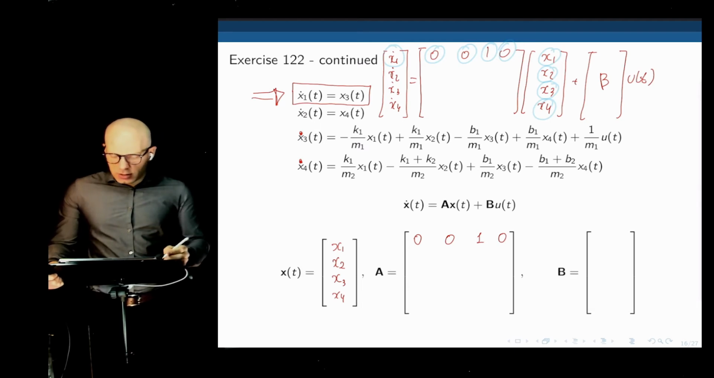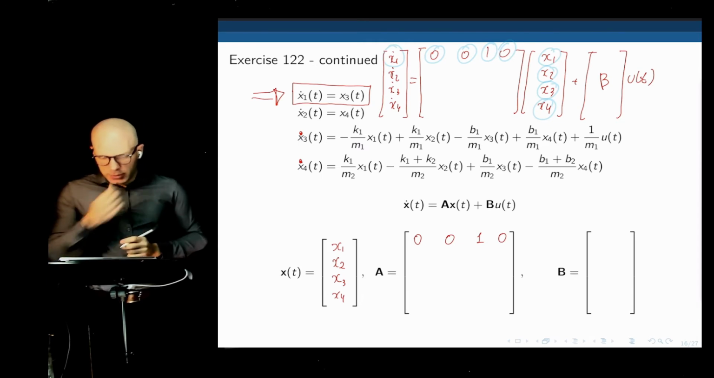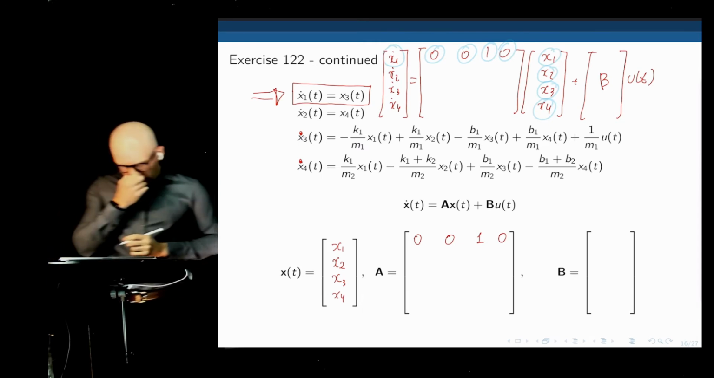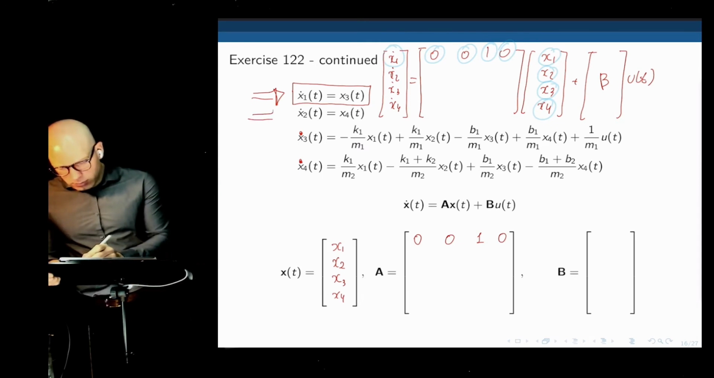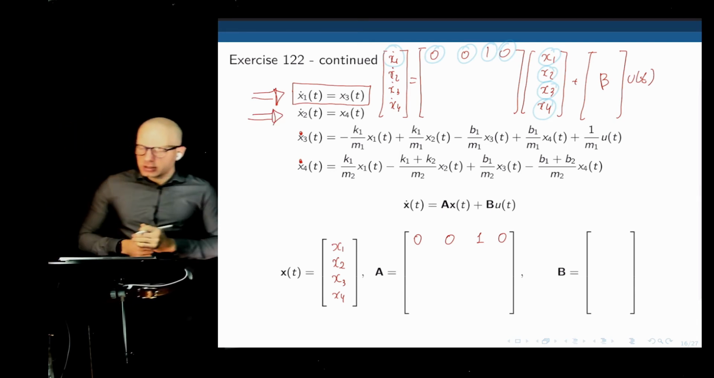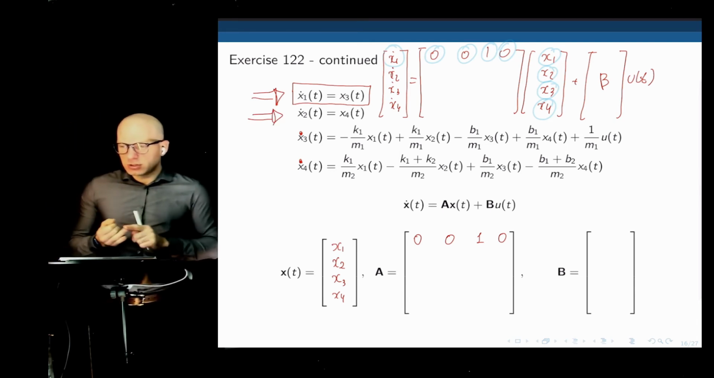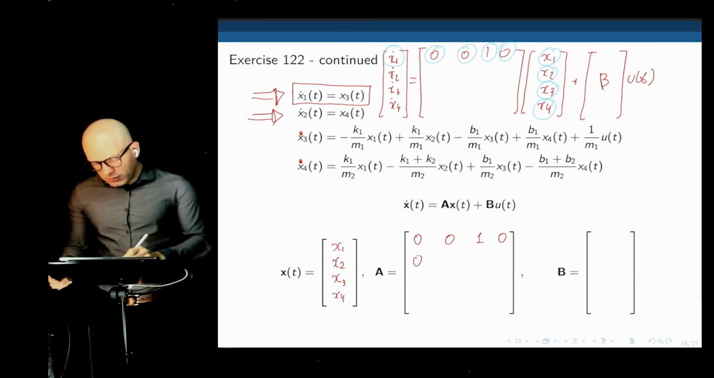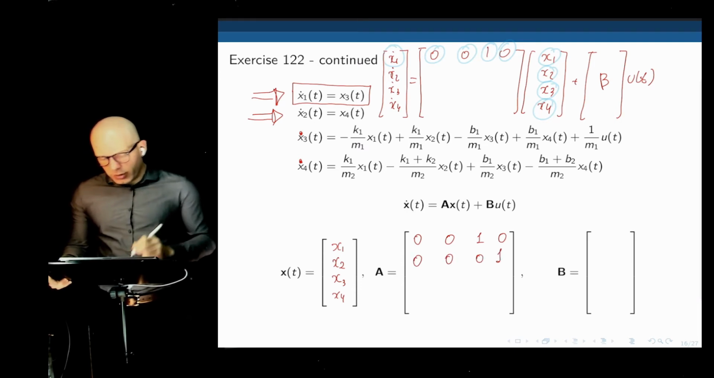Okay, let's try the second line. What is the second line for matrix A? 0, 0, 0, 1. Exactly. The second line is coming from the second equation, x2 dot equals x4. So you only have 0, 0, 0, 1.